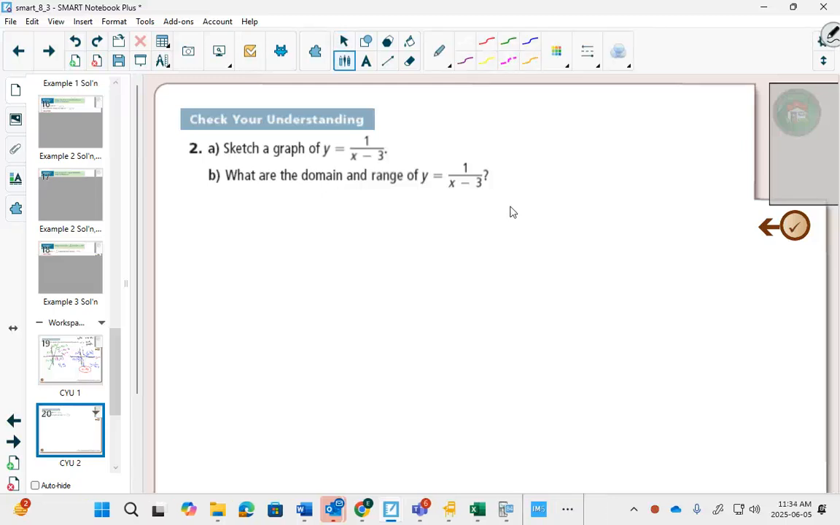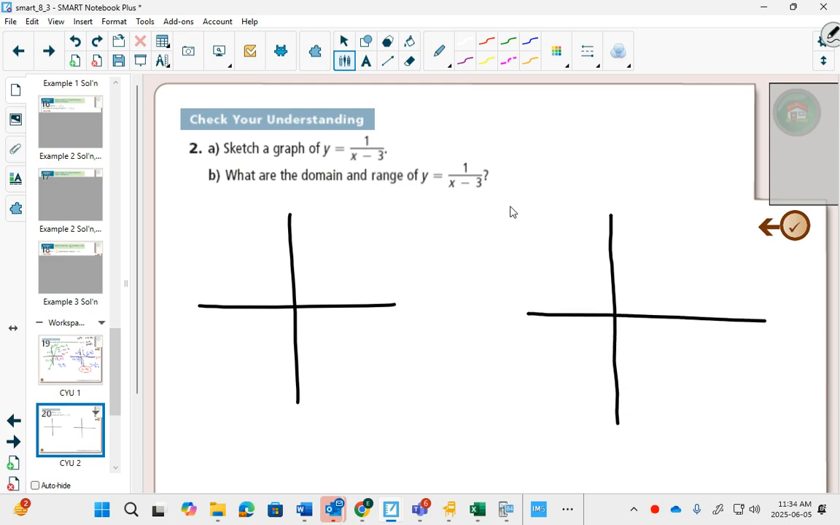It's the graph of 1 over x minus 3. So I'm going to draw two graphs again. First, I'm going to graph the bottom. I'll do that in green. So in green, I'll graph y equals x minus 3.